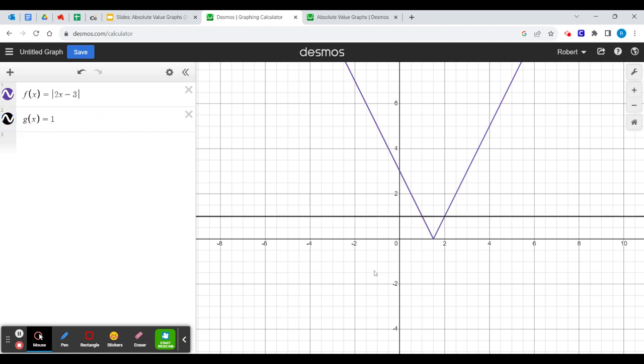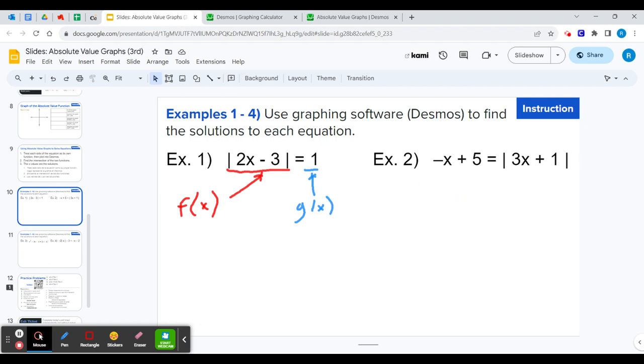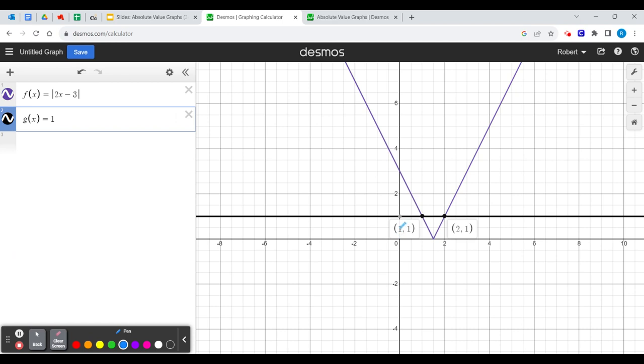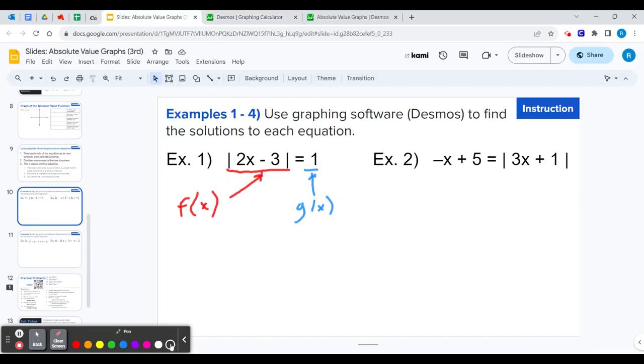And now we have this system graphed, and we can find the solutions for it at the intersection, right? We have an intersection at 1, 1. We have an intersection at 2, 1. But since we're looking for just the x values, right? We're trying to solve this original equation, 2x minus the absolute value of 2x minus 3 equals 1. We are just going to pluck those x values, so 1 and 2. So our solution here is x equals 1 or x equals 2.